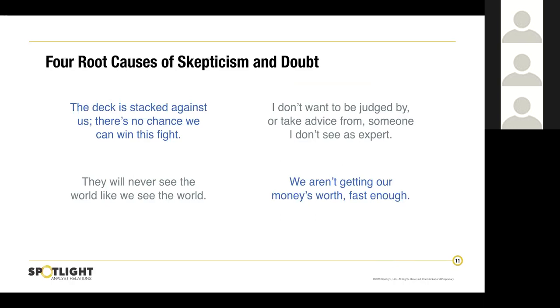And then finally, we aren't getting enough money's worth fast enough, right? This question of ROI, this question of value. So what we found is that these are the 4 major sort of root causes, categories, however we want to call this, of objections. On that last one, we aren't getting money's worth fast enough.